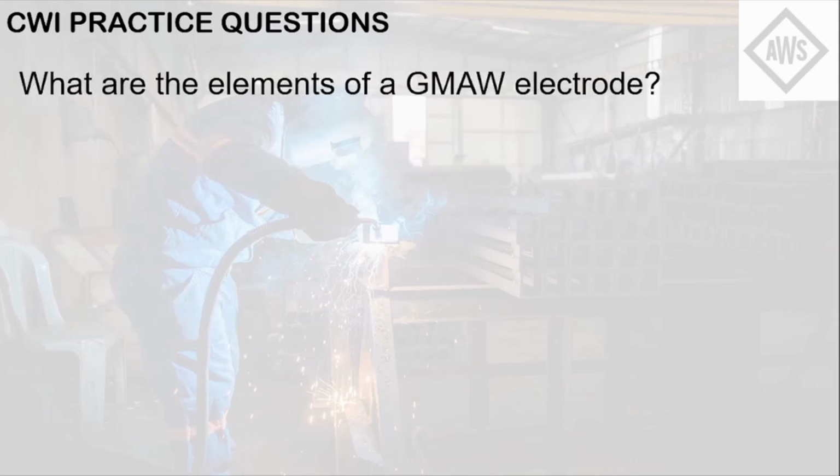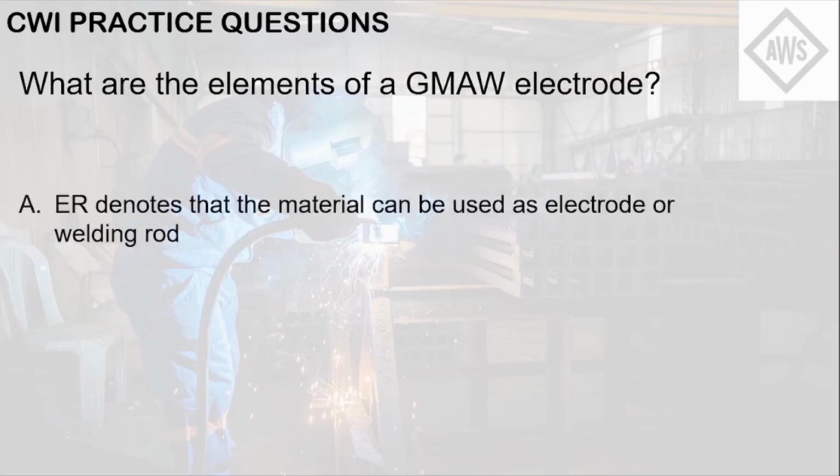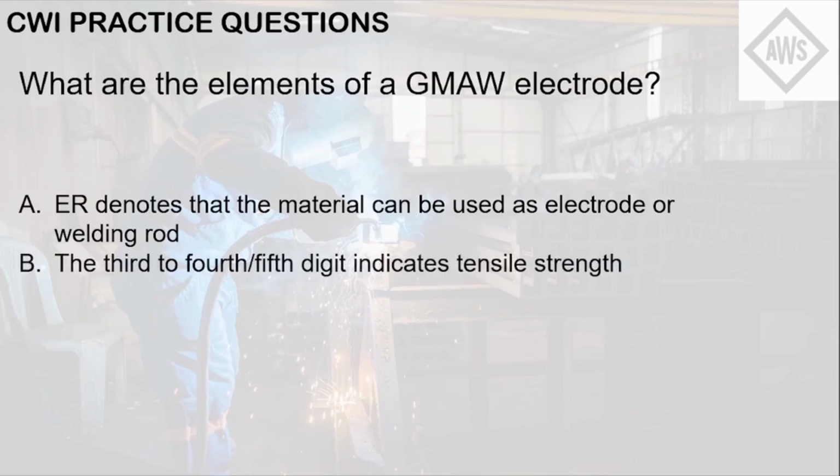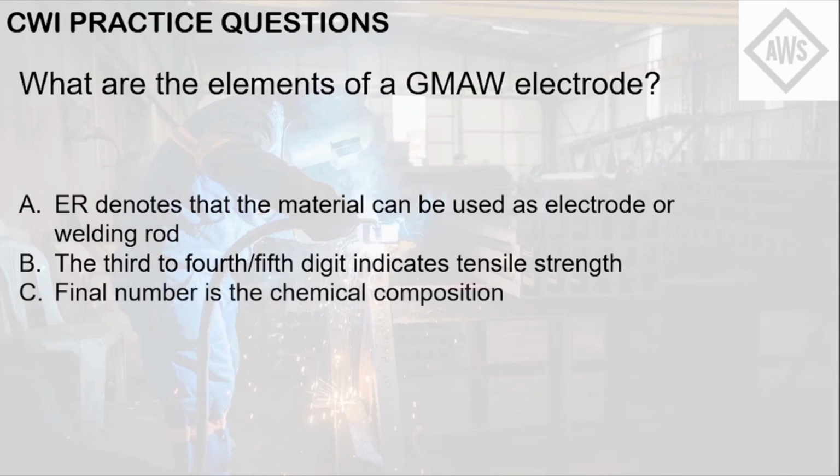Last question. What are the elements of a GMAW electrode? Letter A, ER denotes that the material can be used as electrode or welding rod. Letter B, the third to fourth or fifth digit indicates tensile strength. Letter C, final number is the chemical composition. Letter D, all of the above. So all of these characteristics of a GMAW electrode are accurate in terms of these choices.